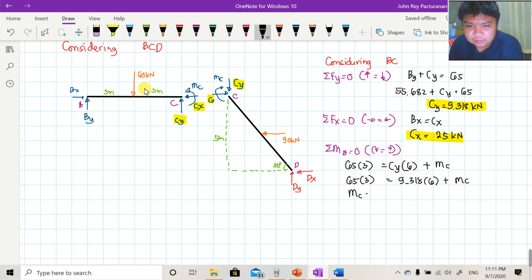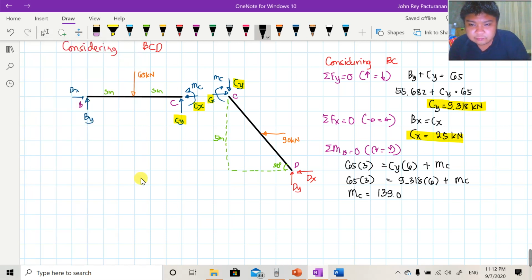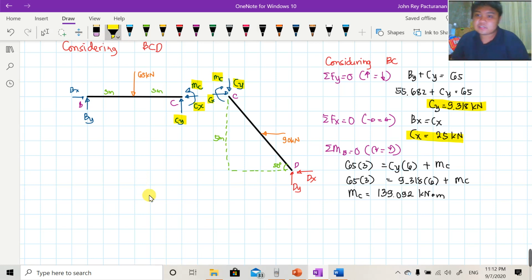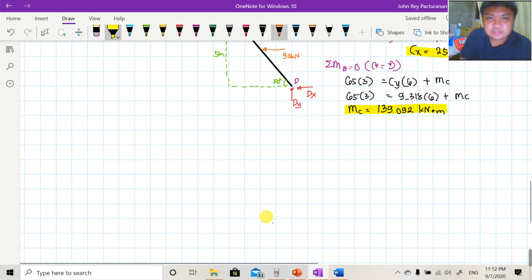So, therefore, the moment at C will be equal to 65 times 3 minus 9.318 times 6. So, ang sagot natin, class, ay 139.092 kilonewton meter. So, na-solve na natin, class, yung mga reactions both sa support. So, therefore, ready na tayo, class, to sketch the shear and moment diagram of the beam, di ba? So, yun na. Pwede na tayong mag-sketch ng shear and moment diagram. Labelan na rin natin.